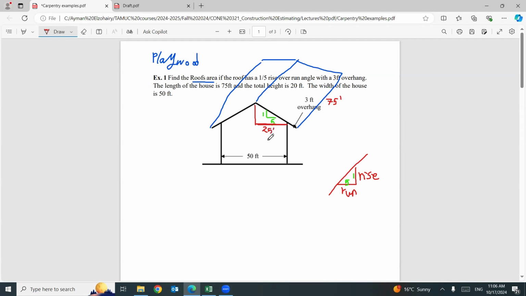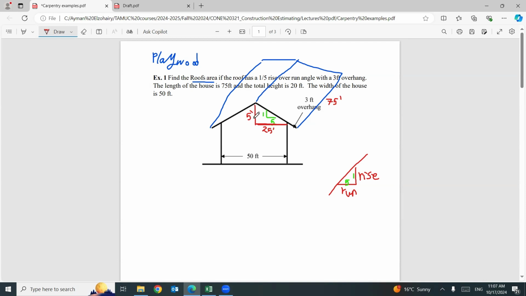Based on the given information, the total width is 50. So can you tell me what is the expected height here? Based on the ratio, I will divide 25 by 5 to get this one. So how much is this height? It will be 5 feet. That makes sense? It will be 5 feet.